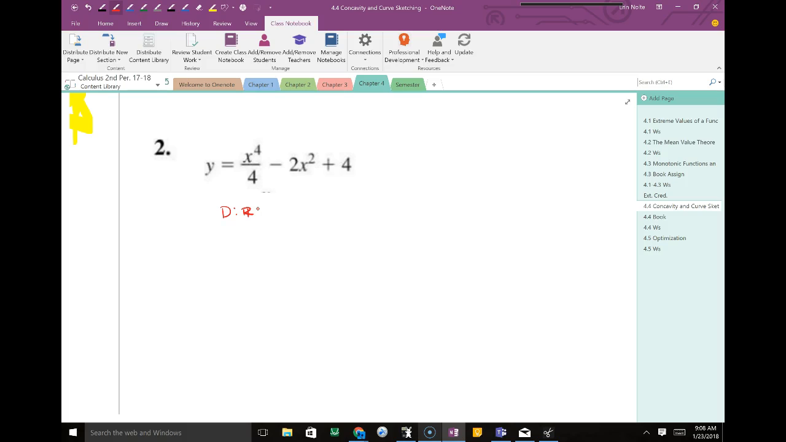Set it equal to 0 and we would try factoring it. So would this be easy to factor? No, it's not easy. So we're going to skip the x-intercept part for now.